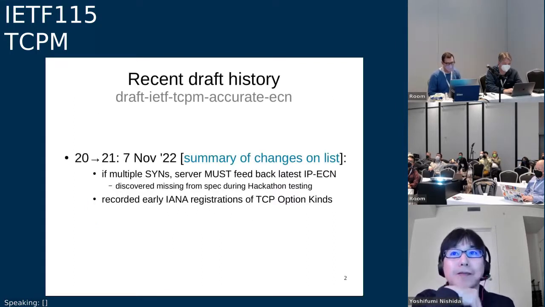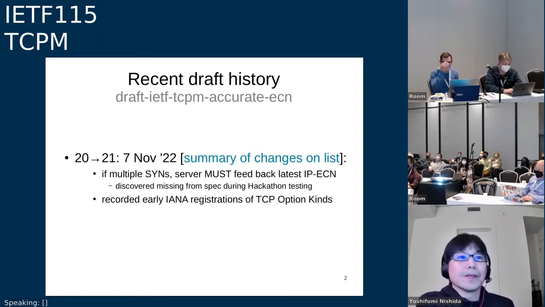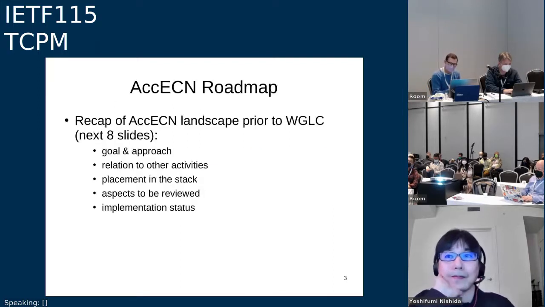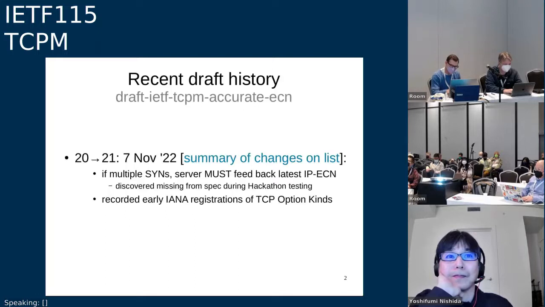So the substantive change is actually 21 to 22, and it's not very substantive. While we were doing interop testing, Richard noticed that there was nothing in the spec about what happens if multiple SYNs arrive. It said what happens if they arrive, but it didn't say which one you do the feedback for. It did, on the other hand, handle the case of multiple SYN-ACKs, so we just added some text saying you should feed back the latest one. If anyone wants to think about whether you should feed back the most serious feedback, you could do that, but we figured it's better to feed back the latest rather than stale feedback. And we recorded the IANA early registrations. That's it. You can move on.